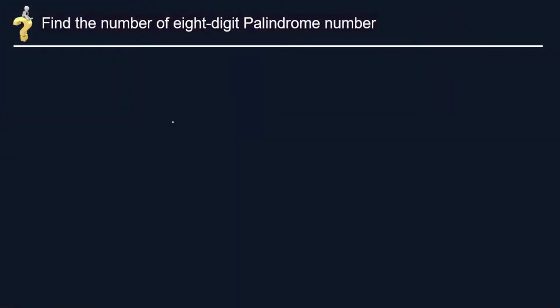Let us say, find the number of 8-digit palindrome numbers. You have to form 8-digit palindrome numbers. And how many such numbers are there? So an 8-digit palindrome number means 1, 2, 3, 4, 5, 6, 7, 8. Now, whenever you are constructing any palindrome number, you always start from the last digit and think in how many different ways this place can be filled.